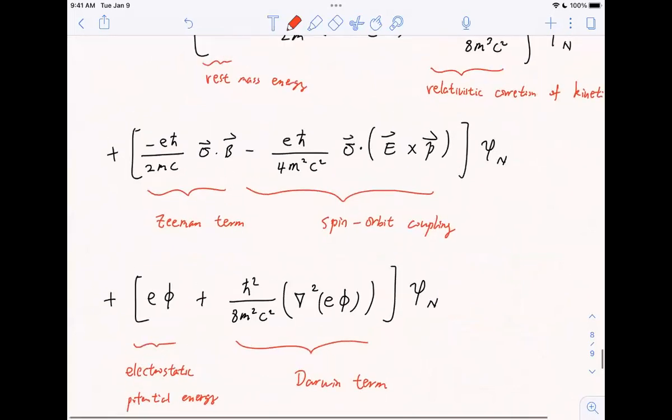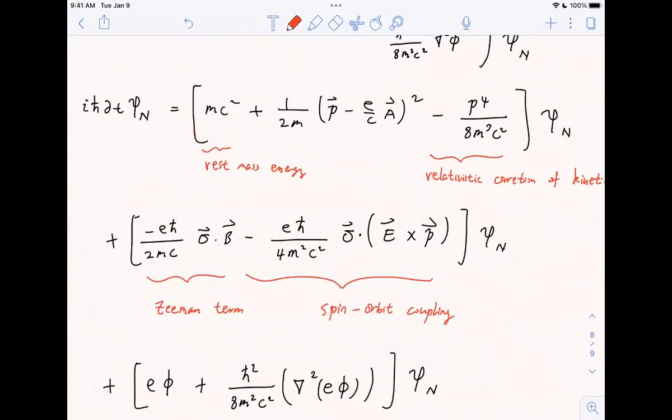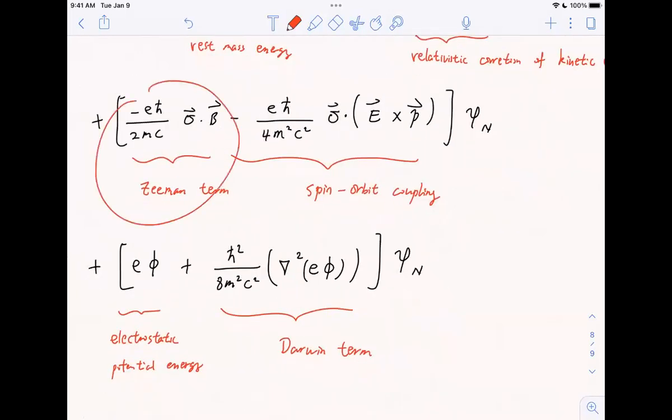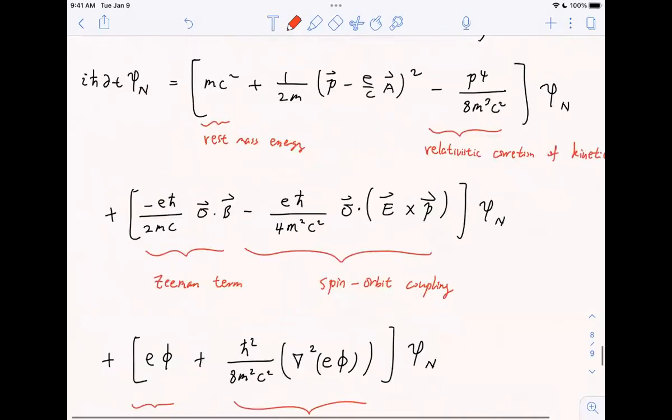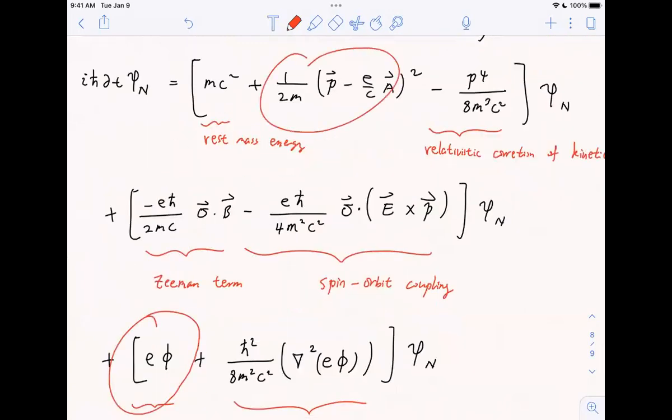more. Okay, so the rest mass is simple. This one you already learned in the Schrodinger equation. This is just the relativistic correction of the kinetic energy, so you have this in the dispersion of the energy. The Zeeman term, we talked about it in the last lecture, the g factor of 2. This electrostatic potential is straightforward. You also learn it in the Schrodinger equation. So the Schrodinger equation basically is this term with this term. These two are the Schrodinger equation.